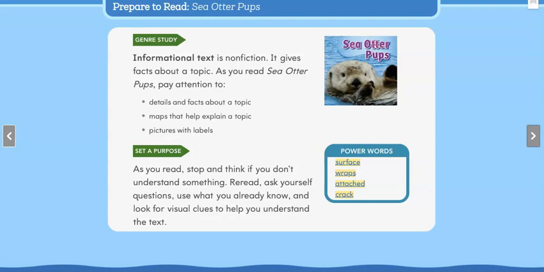Alright friends, go ahead and take a picture walk through this book. Make some predictions about what you think Sea Otter Pups is going to be about. Use your prior knowledge, the characteristics of this genre, and the text features to predict what you think the text will be about. Then remember, at the end of the text, go ahead and return to your predictions, decide if they were accurate or if you needed to adjust them as you went along. Let's get started.